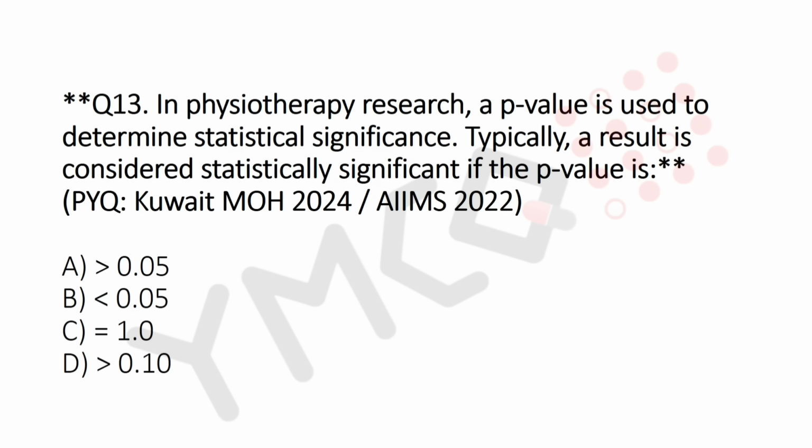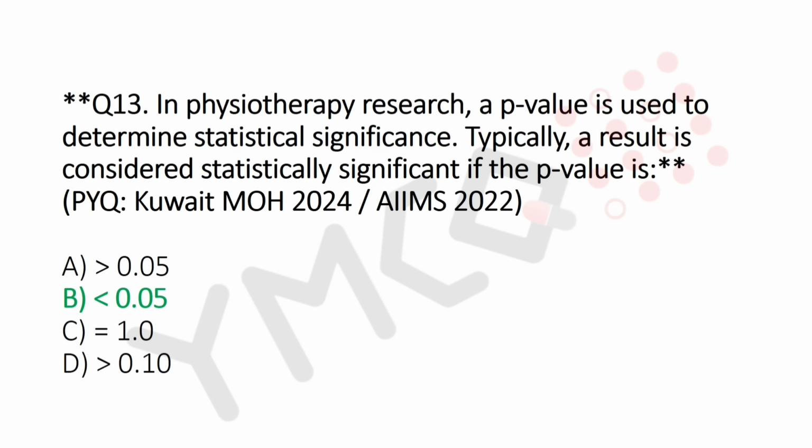In physiotherapy research, a p-value is used to determine statistical significance. Typically a result is considered statistically significant if the p-value is: option A, greater than 0.05. Option B, less than 0.05. Option C, equal to 1. Option D, greater than 0.10, that's 10. And the answer is option B, less than 0.05.